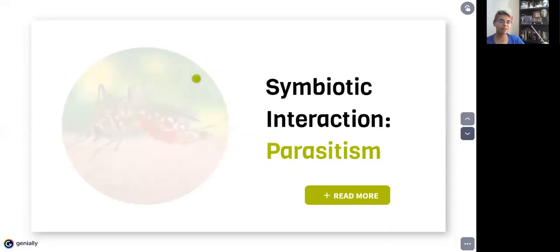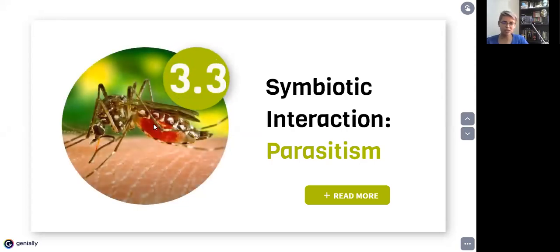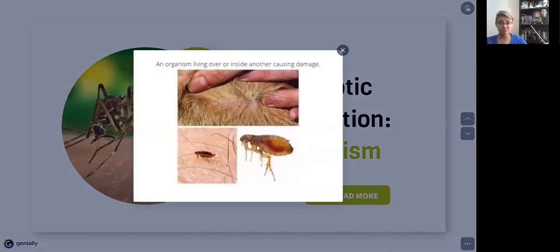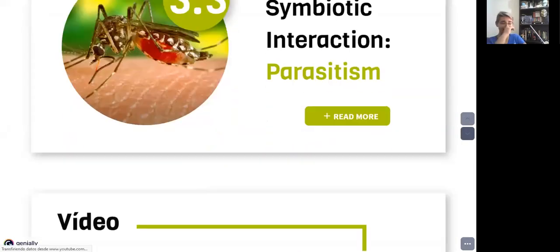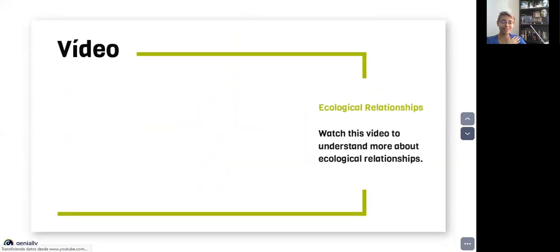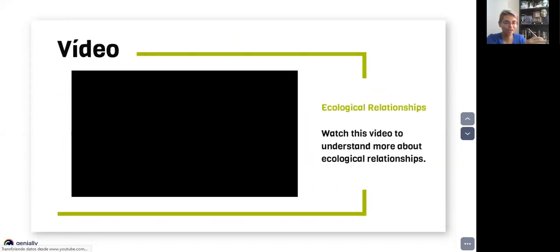And an example of parasitism, I told you about mosquitoes. They transmit some diseases, and flies and all that stuff. I don't like this kind of thing. I look like that little cat that is like, ooh.